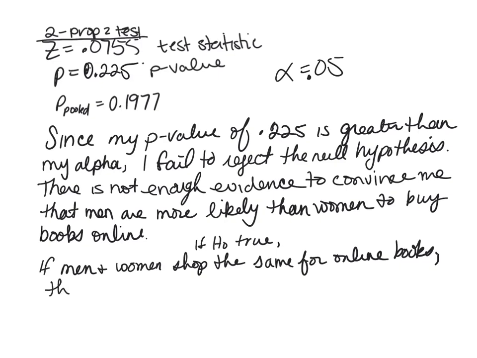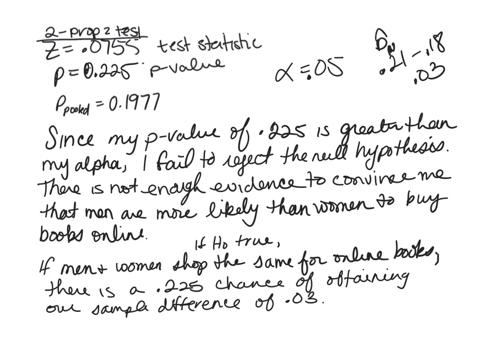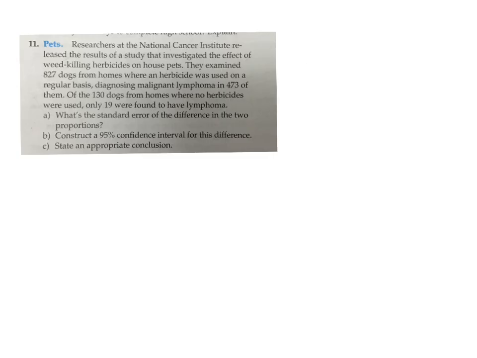And then there is a 0.225 chance of obtaining our sample difference of 0.03. And the 0.03 came from 0.21 minus 0.18. That's our sample difference, P hat M minus P hat W. And that's our conclusion.